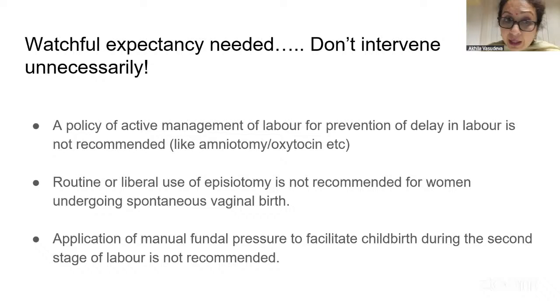But at the same time, I'm not really saying don't do anything is always right. So all those decisions depend on the individual case scenario. But simply because somebody is 4 centimeter for 4 hours and they did not progress, doing AROM is completely discouraged by labor care guide. Again, routine episiotomy, liberal episiotomy is not recommended by labor care guide. Application of manual fundal pressure is also not recommended.